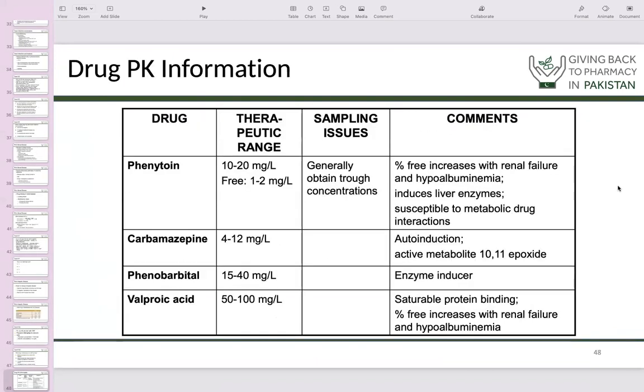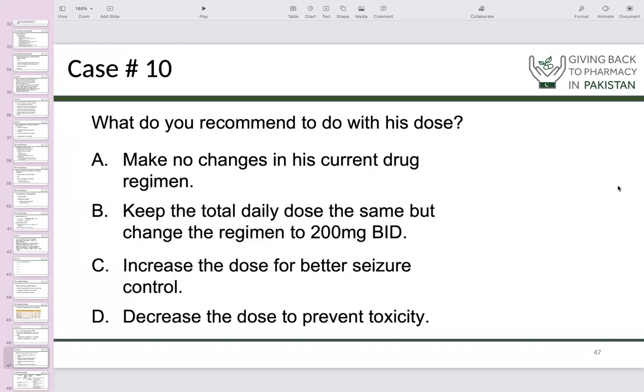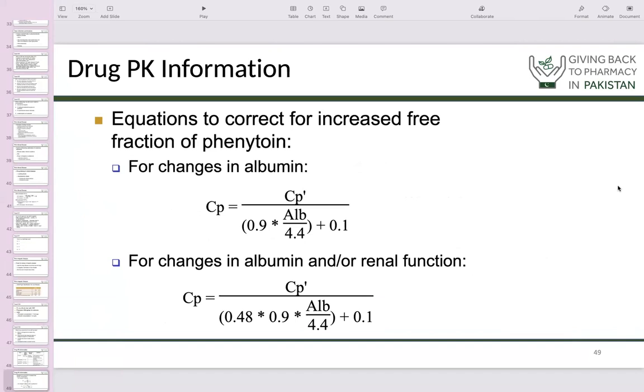But phenytoin is highly protein bound, so if the albumin concentration is low or high, it can alter the levels. So 13.6 here will not be a true 13.6 if the albumin concentration is low. There is a formula, an equation, to calculate the changes in albumin.